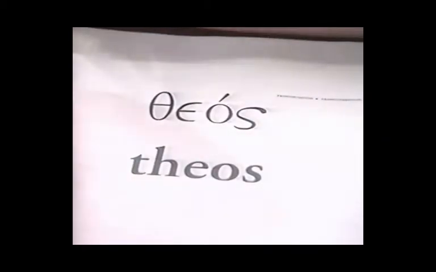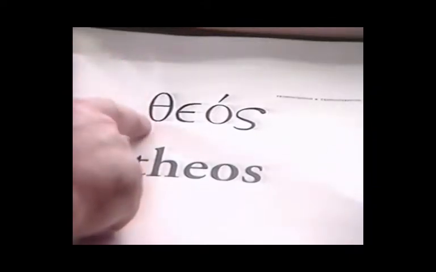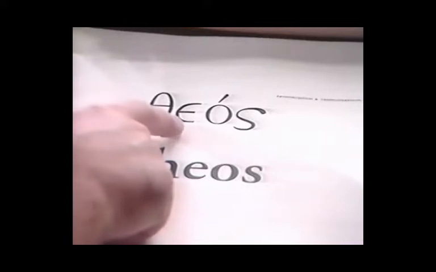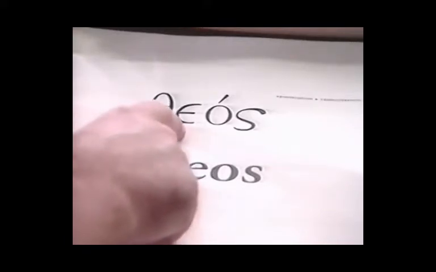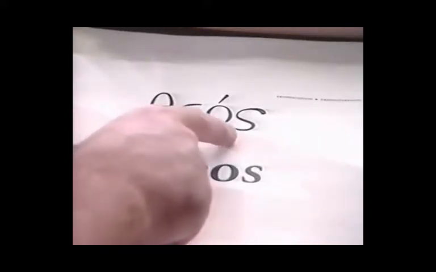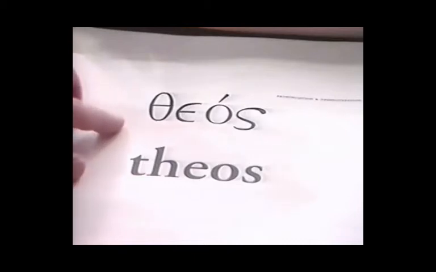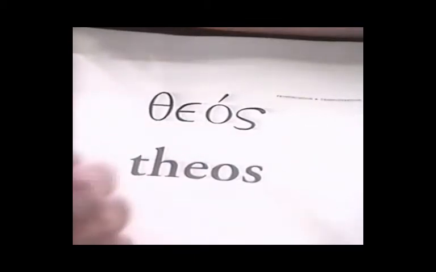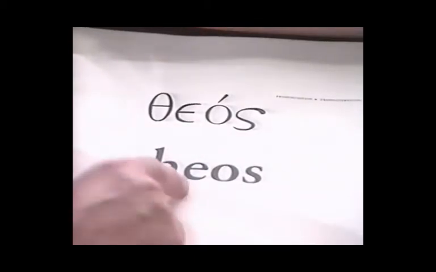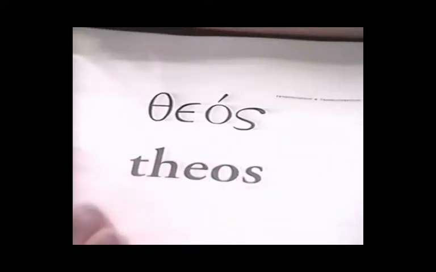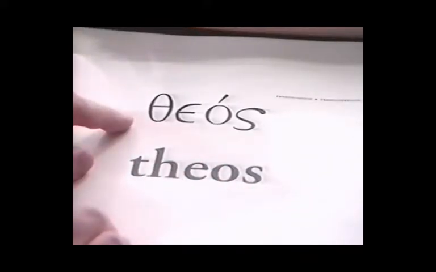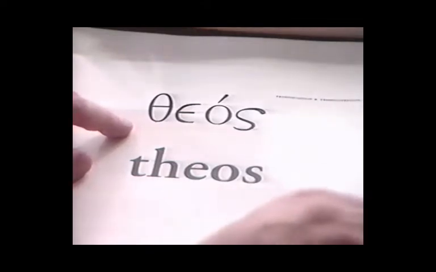The next word is the word for God, theos. The first letter is theta. The next one, epsilon, omicron, and a final sigma. Notice the acute accent over the second syllable. This word is transliterated into English T-H-E-O-S and is pronounced theos.